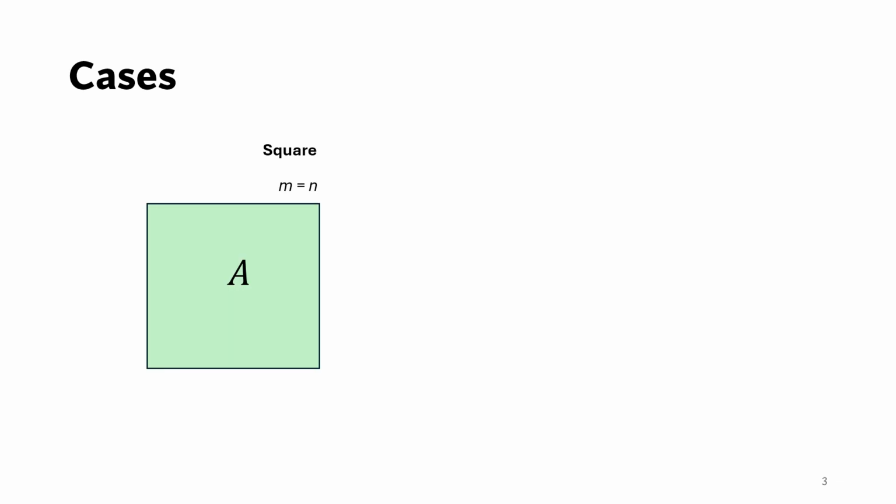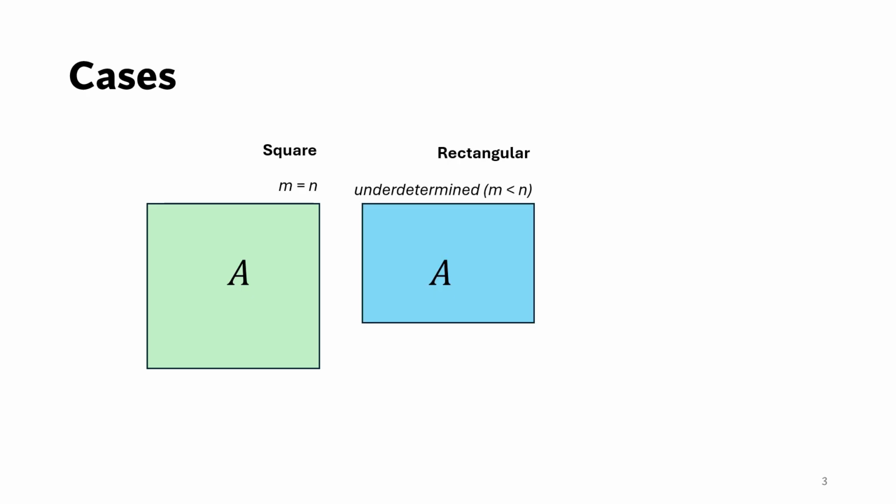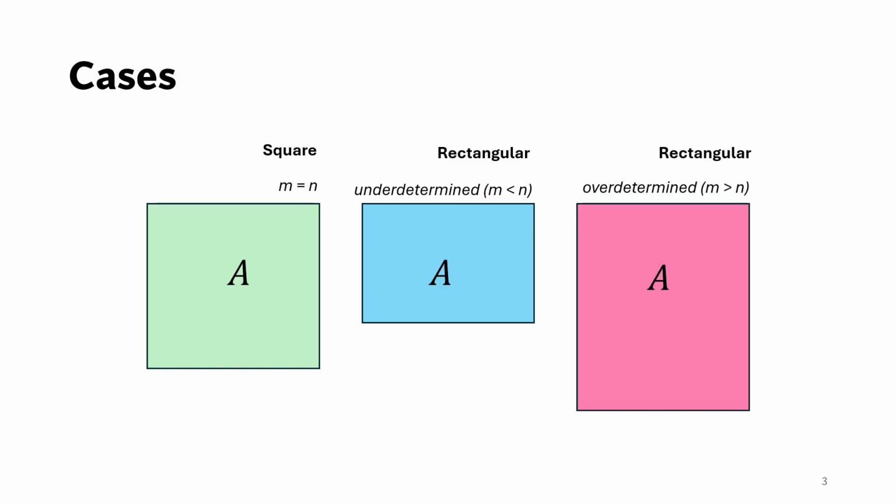Now let's look at three different cases based on the number of equations and the number of unknowns. The first case is a square matrix where the number of equations equals the number of unknowns. In the second case, we have an underdetermined system as the number of equations is smaller than the number of unknowns. In the last case, we have an overdetermined system as it has more equations than unknowns.